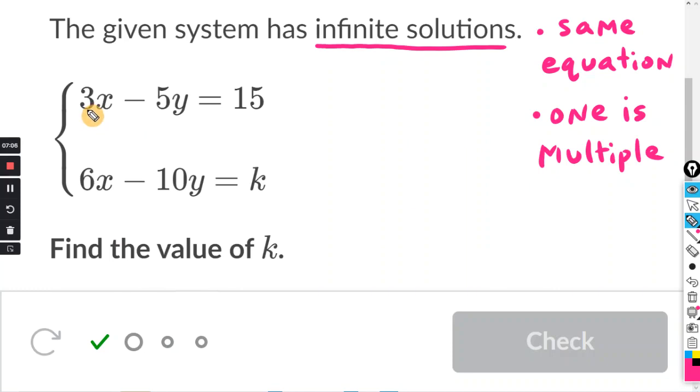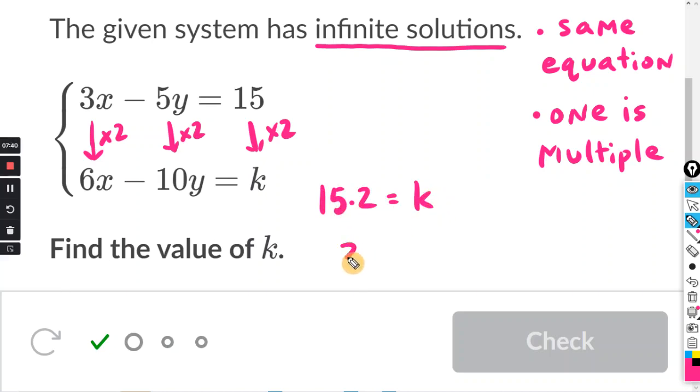How do we get, in terms of multiplication, from 3x to 6x? Clearly, that is just times 2. Let's make sure that's the correct pattern. How do we get from negative 5y to negative 10y? Clearly, that's just times 2. Now, how do we get from 15 to k? Clearly, it's just times 2. If we do 15 times 2 equals k, 15 times 2 is 30. So that's k.